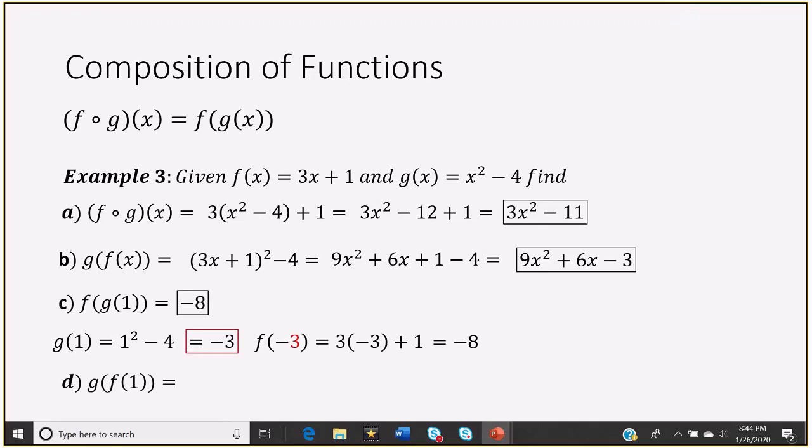Now for part D, we have two options again. If I found g of f of x, I can plug 1 into that function and get my result. Or it's actually a pretty easy process to go the two-step route of finding f of 1. I plug 1 into f of x. 3 times 1 plus 1 is 4, not too bad. And then I take 4 and plug it into g of x. 4 squared minus 4 is equal to 16 minus 4, which is 12. And so my answer is 12.